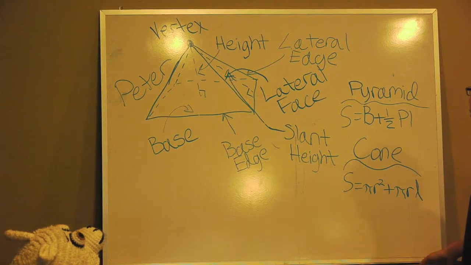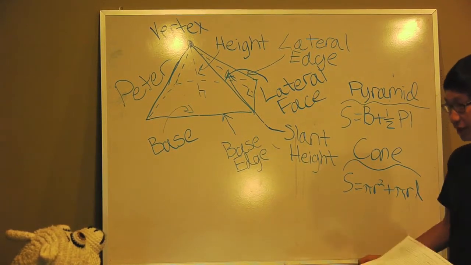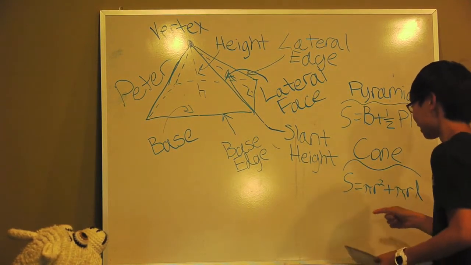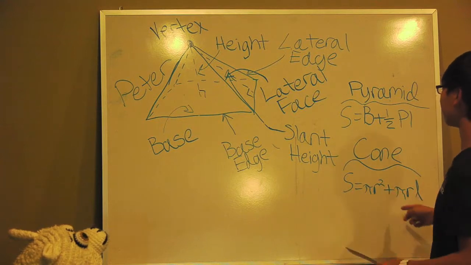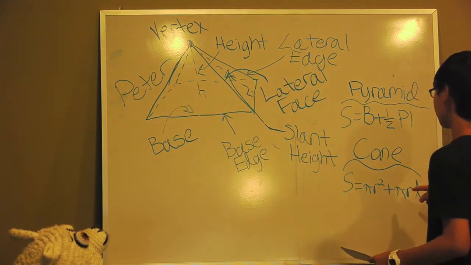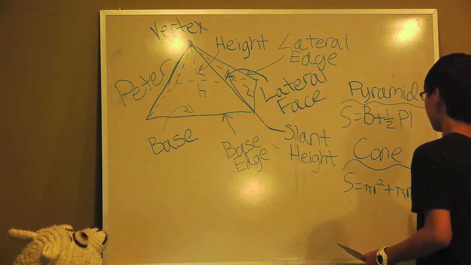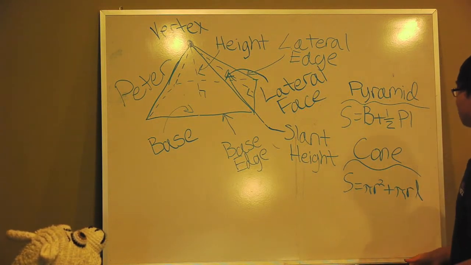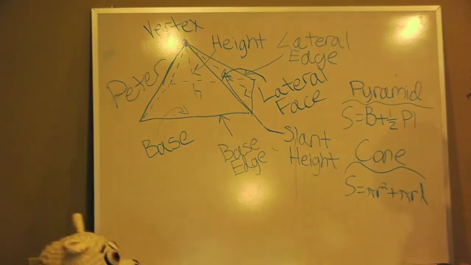And we're also learning about cones today, so I'll throw it in there. But no one likes cones, just saying. So, the surface area of a cone is pi r squared, where r is the radius of the circle on the base, plus pi times the radius times the lateral slant height. Thanks, man. No problem.